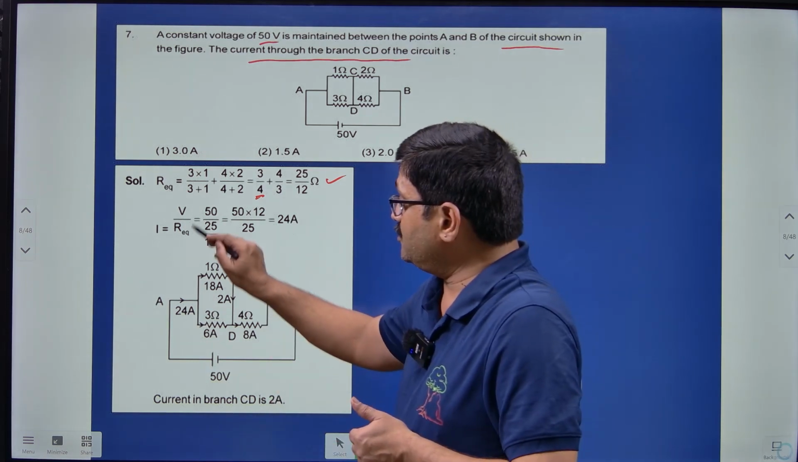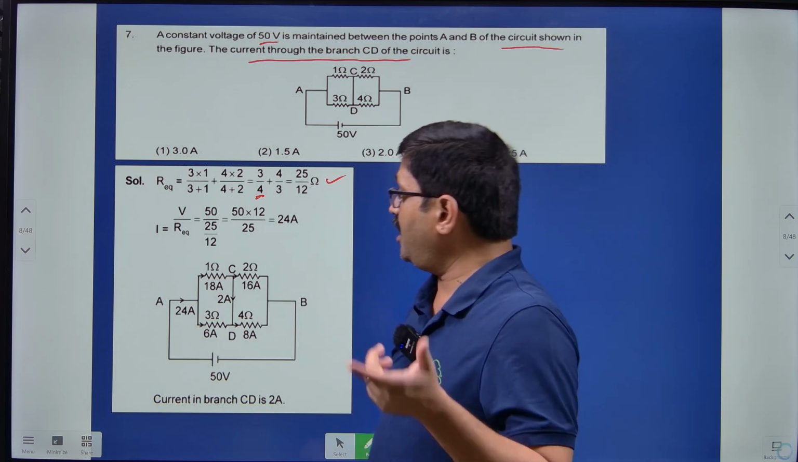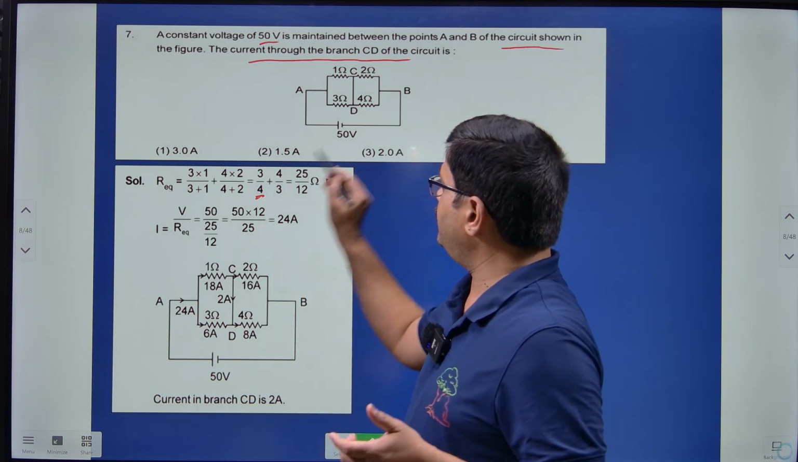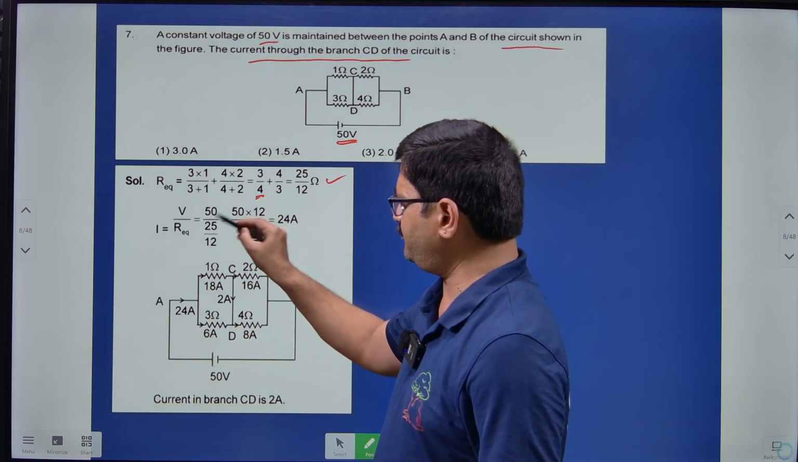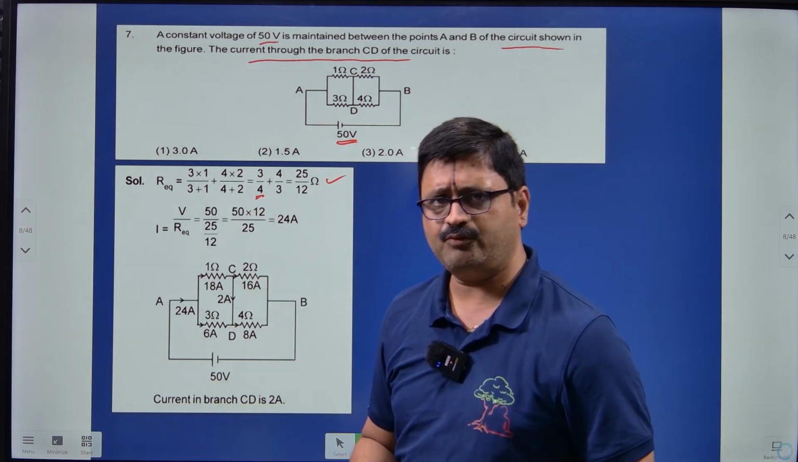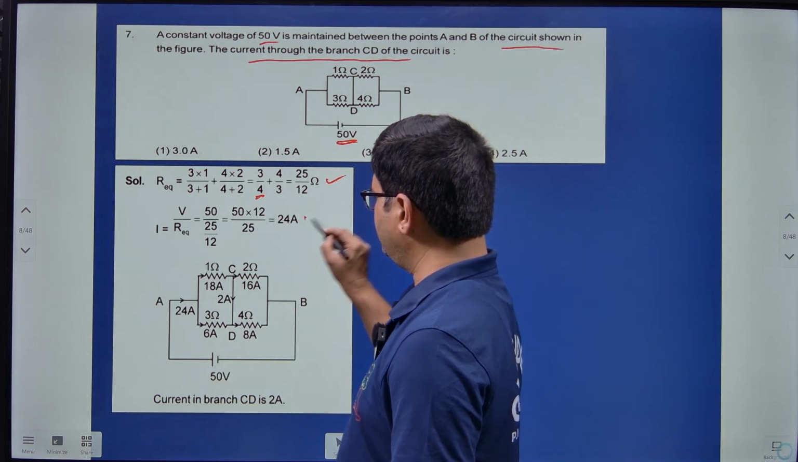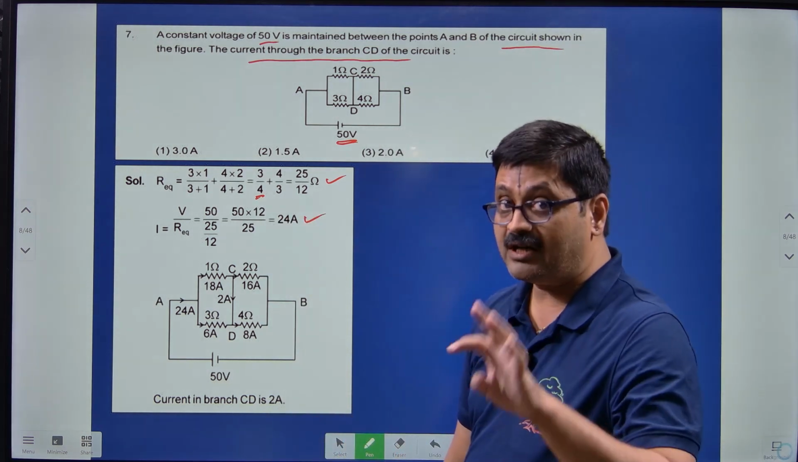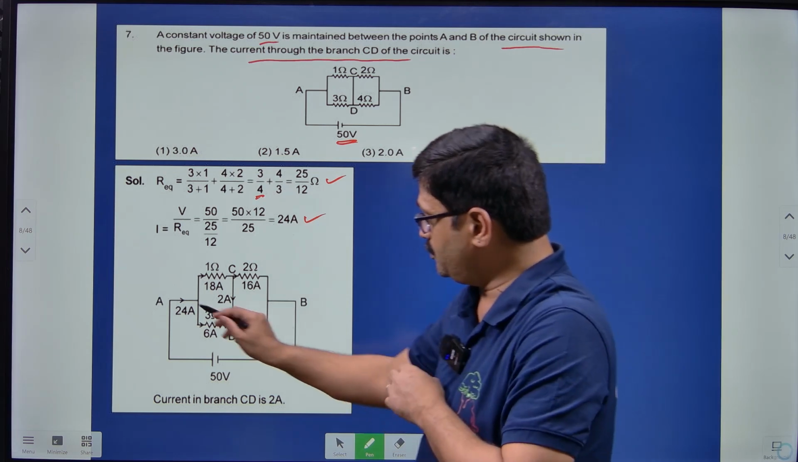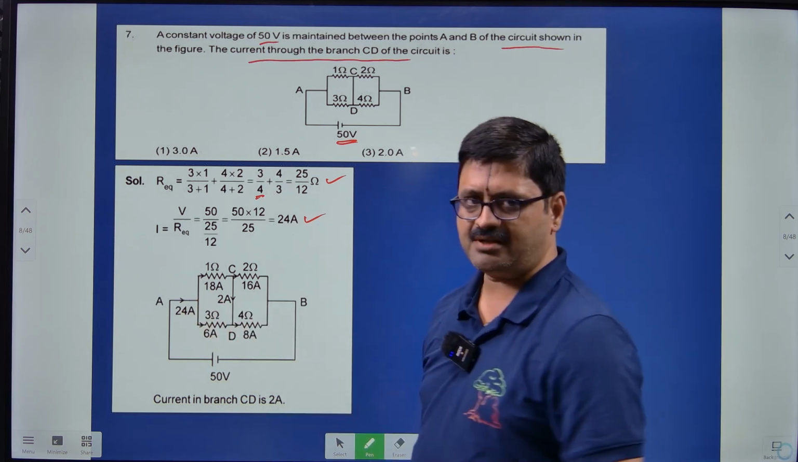I is equal to V by R equivalent here. So, R equivalent is 25 by 12, and the potential difference here is 50 volts. So clearly 50 EMF divided by R equivalent 25 by 12, and if you just calculate, we will get 24 ampere. Now we will mark 24 ampere coming into the circuit.